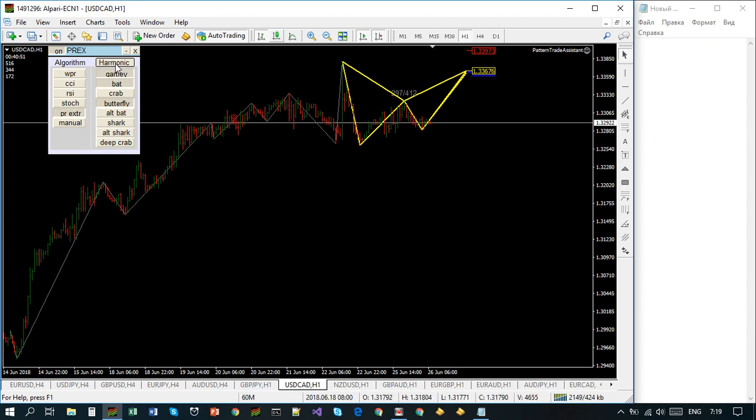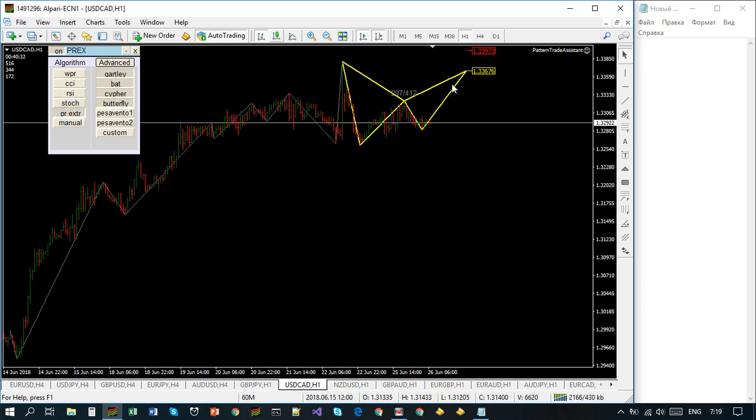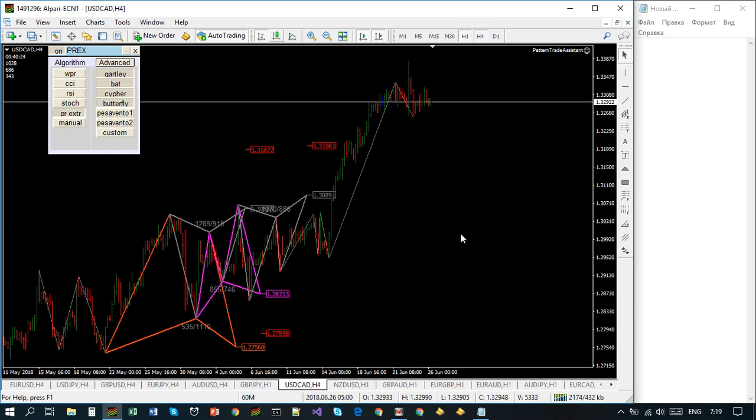It is a harmonic bat pattern. Switching to advanced formations, we also have a bat advanced formation. Here the two approaches coincide. Now let us see if the pattern is obvious. Okay, no, it is not supported by other algorithms. Well, no, it is not the one that I would trade.